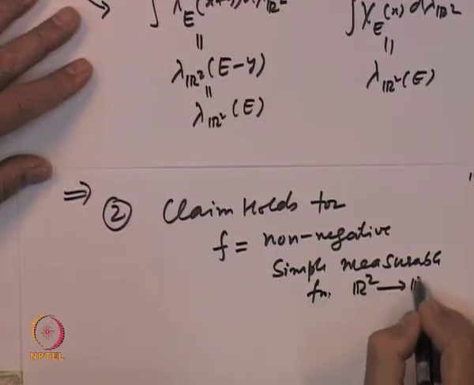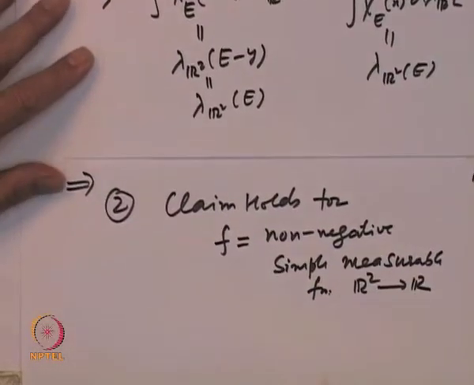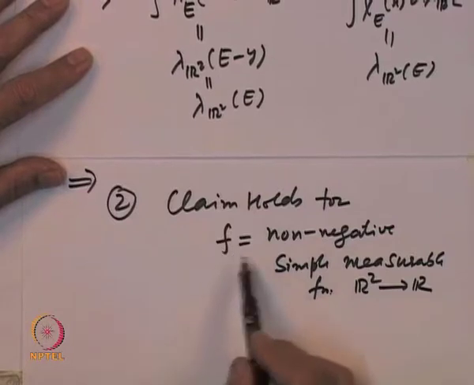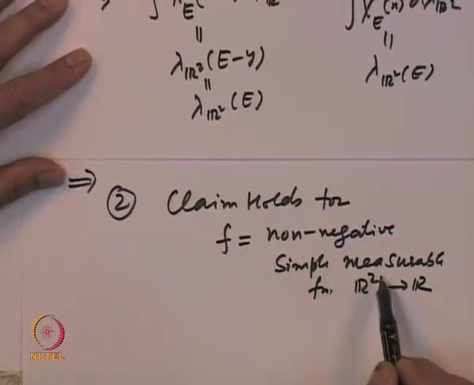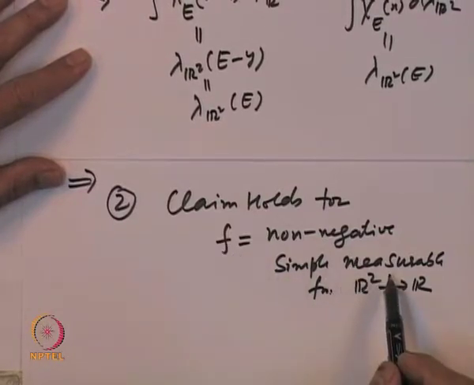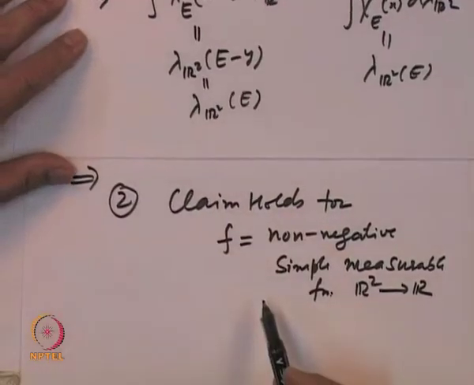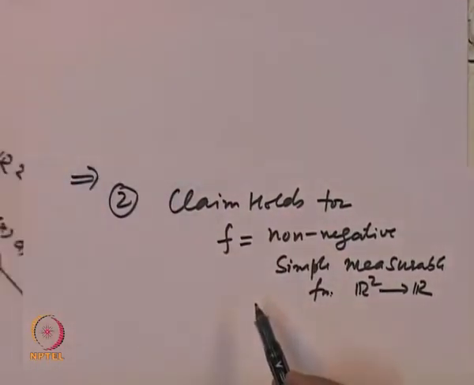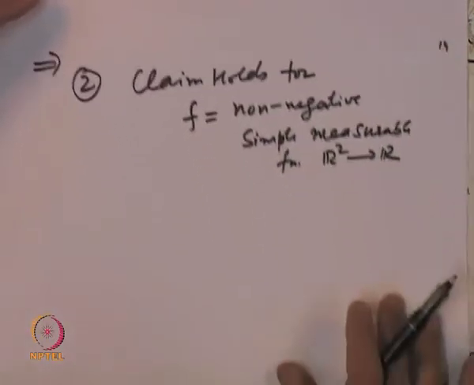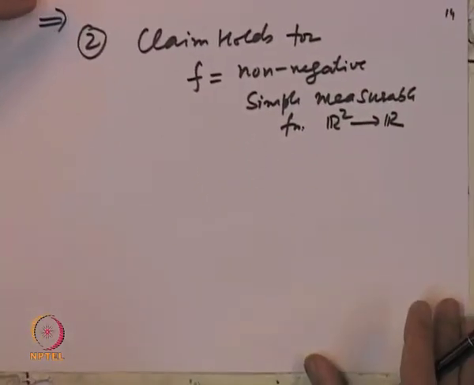So, this claim holds because any non-negative simple measurable function is a finite linear combination of characteristic functions, or indicator functions. For each indicator function we have shown this. So, that will imply that the required claim holds for non-negative simple functions.